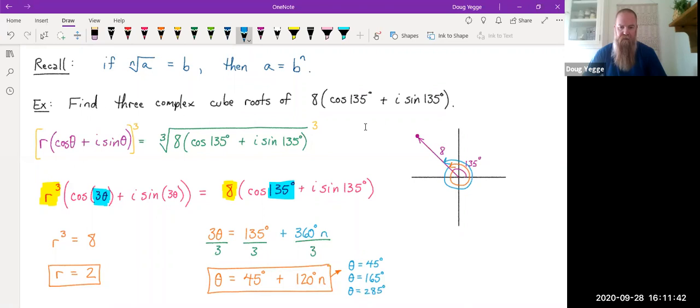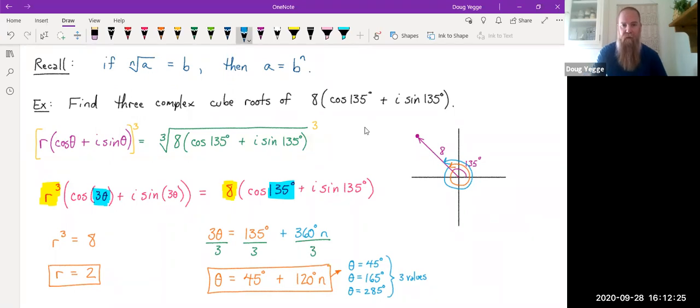And we could really continue to add again. We could add 120 again and find out that theta is equal to 405 degrees. But wait, notice how 405 degrees is coterminal to 45. So we didn't need to write the value that was beyond 360 degrees, which is why there are only 3 values. And so when we said find the 3 complex cube roots, that's simply because of the fact that when we solve for theta, there's going to be 3 different thetas that make that true.